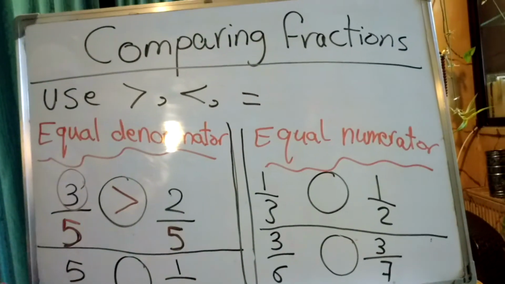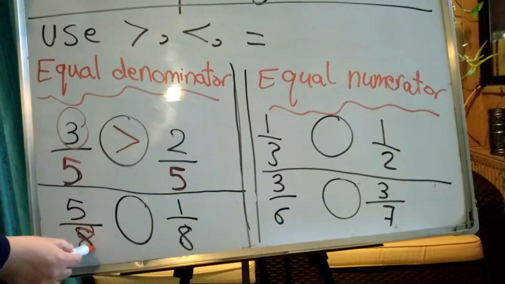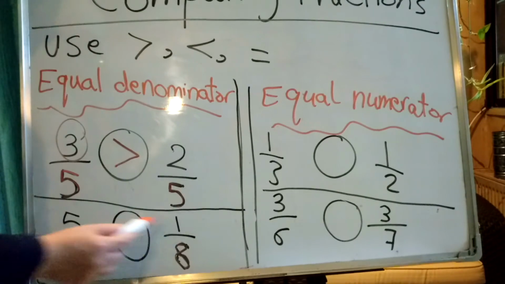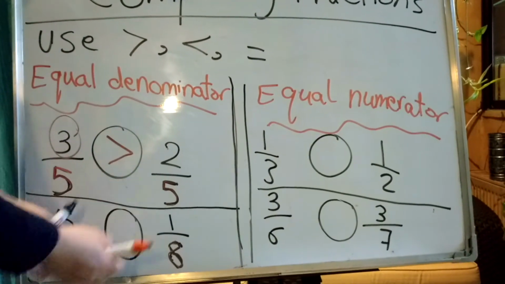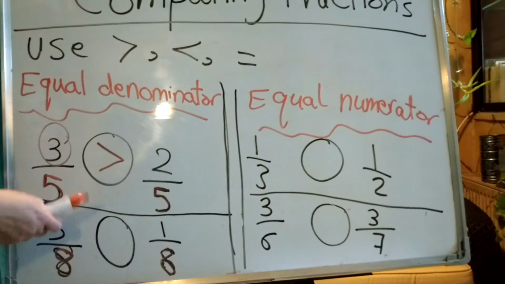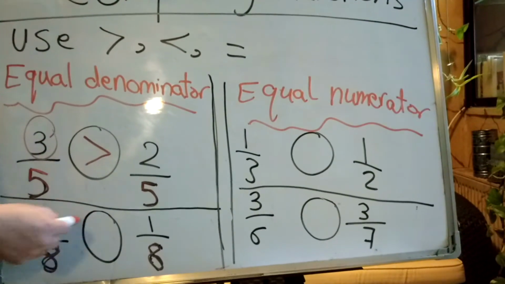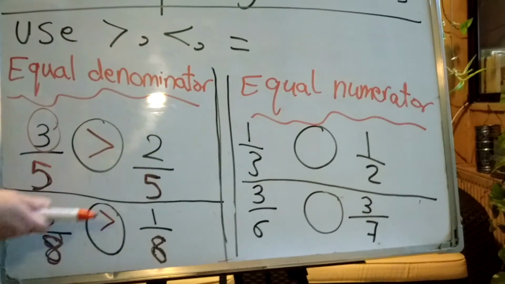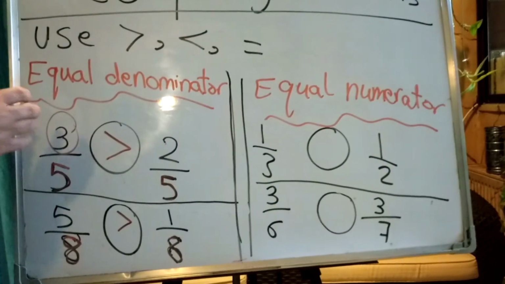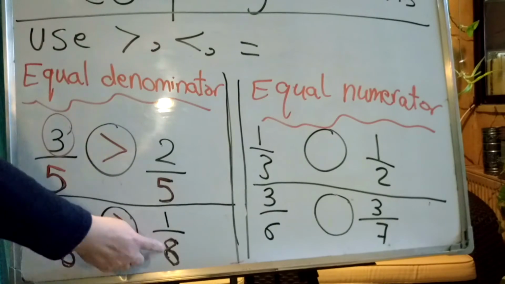Now here, we also have equal denominators, 5/8 and 1/8. So we compare depending on the numerators. Which is greater, the 5 or the 1? The 5 is greater. So 5/8 is greater than 1/8. So this is the first situation, when you have equal denominators.